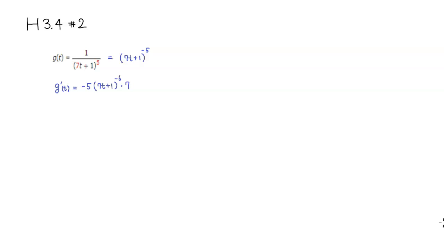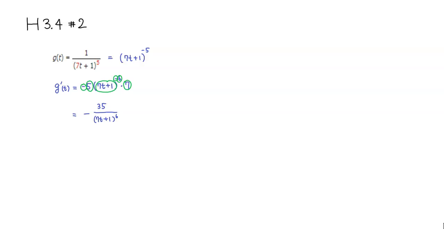So we have a negative sign here, so it's going to be negative. Then we multiply 5 and 7 together, which gives us 35. Since we have a negative power, we know that the 7t plus 1 is going to be in the denominator. So downstairs here, 7t plus 1, and then we still have to raise it to the sixth power.